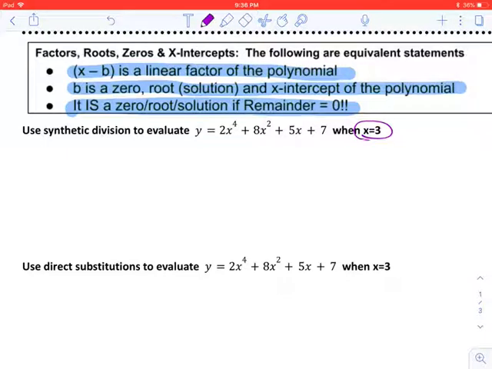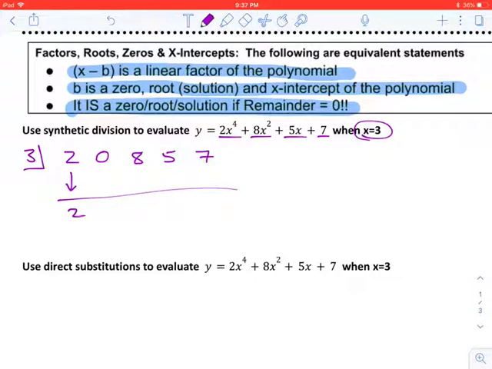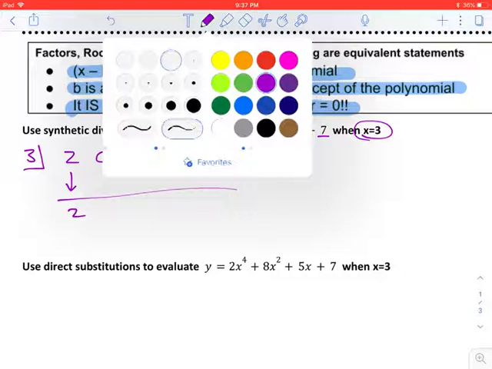So if this is x equals 3, just like we did yesterday, that's the one that goes in the box. That's the one we multiply by each time. And we're putting our coefficients in order. So 2, we're missing x to the third, so that's 0. And then 8, 5, and 7. So I bring down the leading coefficient, and now we're ready to go.